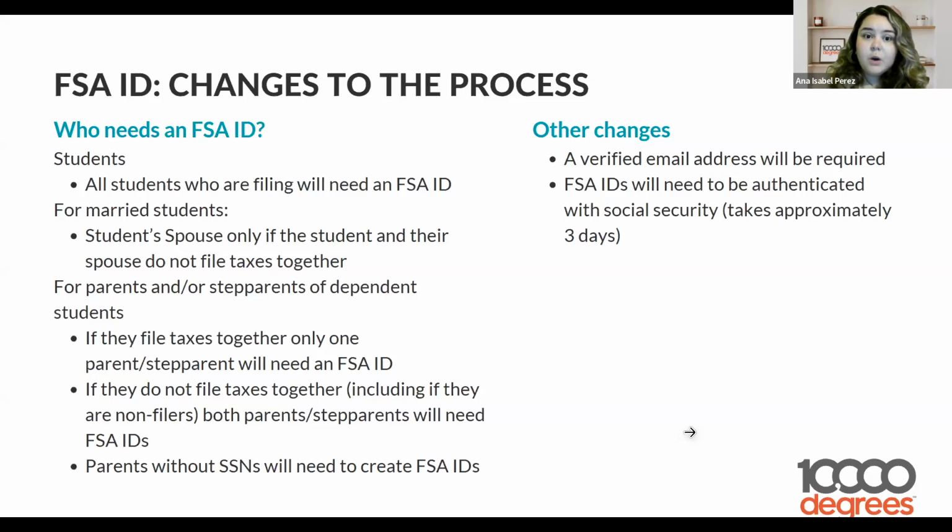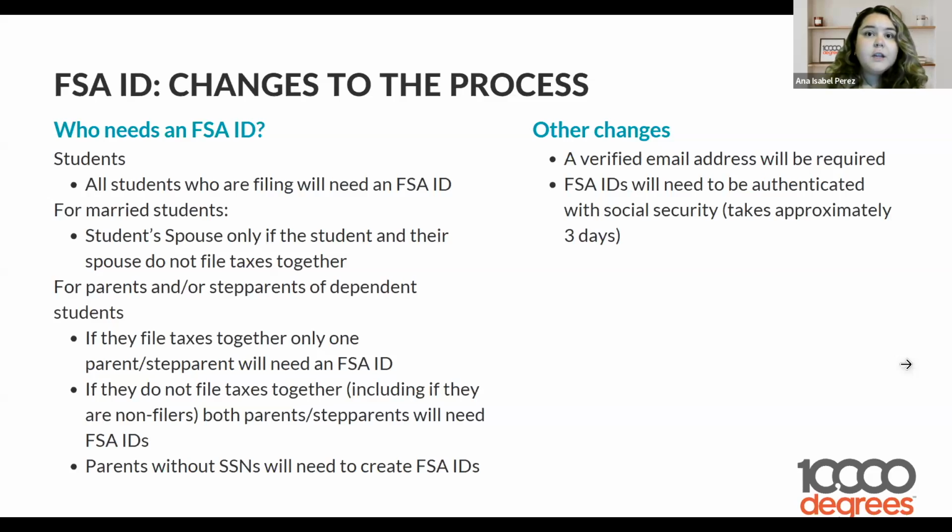If there are any students who are married, they will also need their spouse's information, even if their spouse doesn't file taxes together. For the parents and/or stepparents of dependent students, if they file taxes together, only one parent will need an FSA ID. If you do not file taxes together, including people who are non-filers, they would both need to create an FSA ID. Parents without a social security number will also need to create an FSA ID. We'll go over the whole steps of what that looks like for those parents.